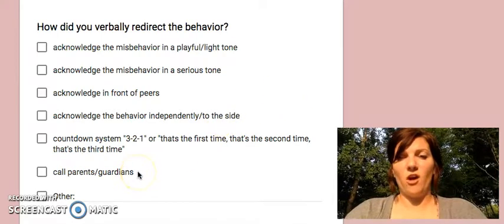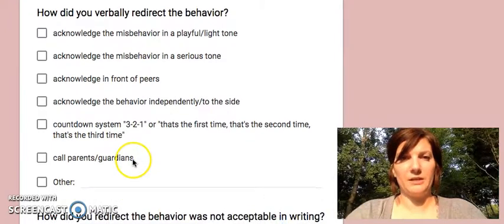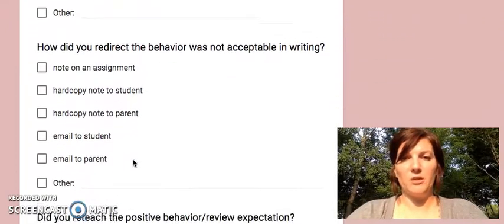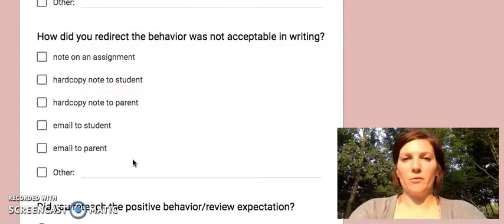Or we could verbally just call the parents and guardians and include them. If there is something else, you're welcome to write it there. The third way that we're redirecting behavior that I would like you to click, if you did that, is in writing. We're redirecting the behavior.